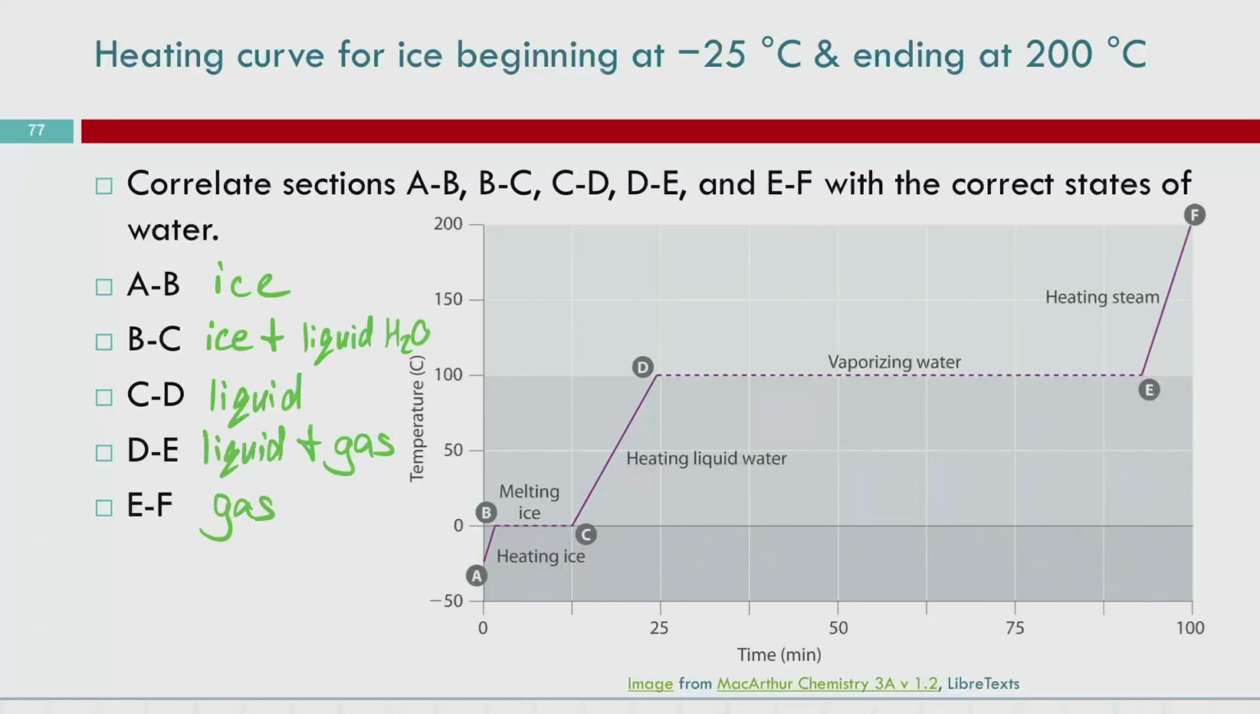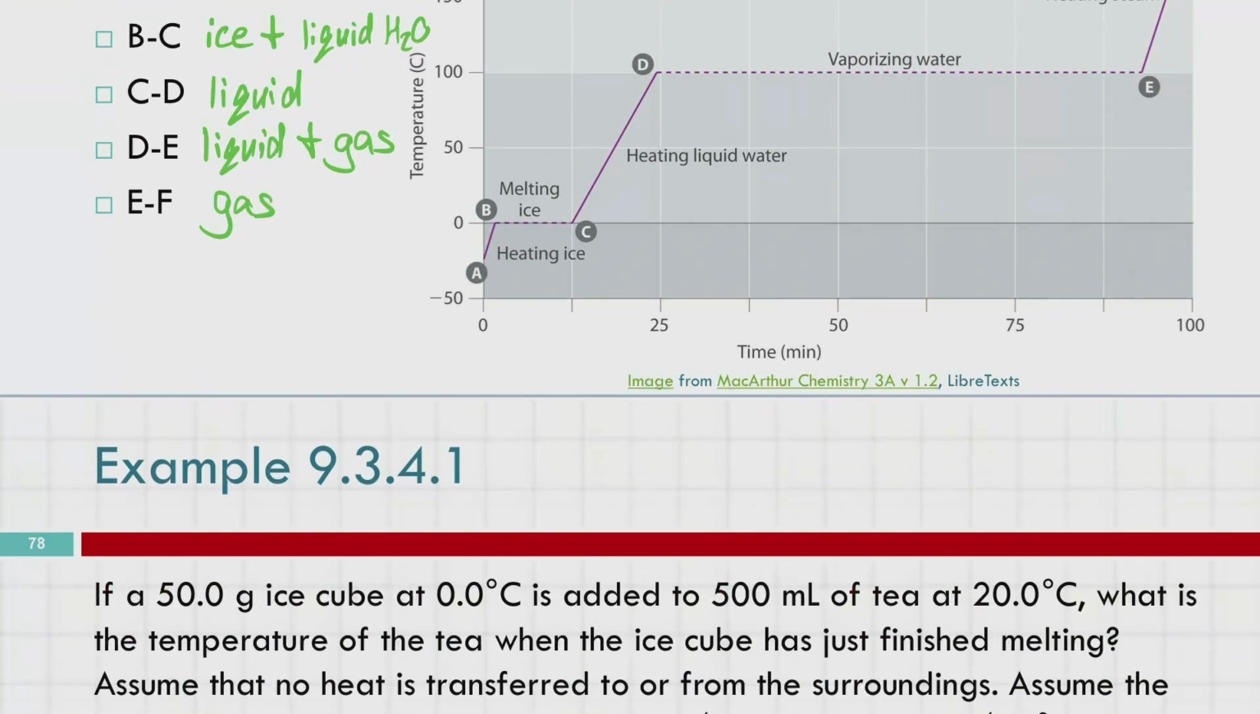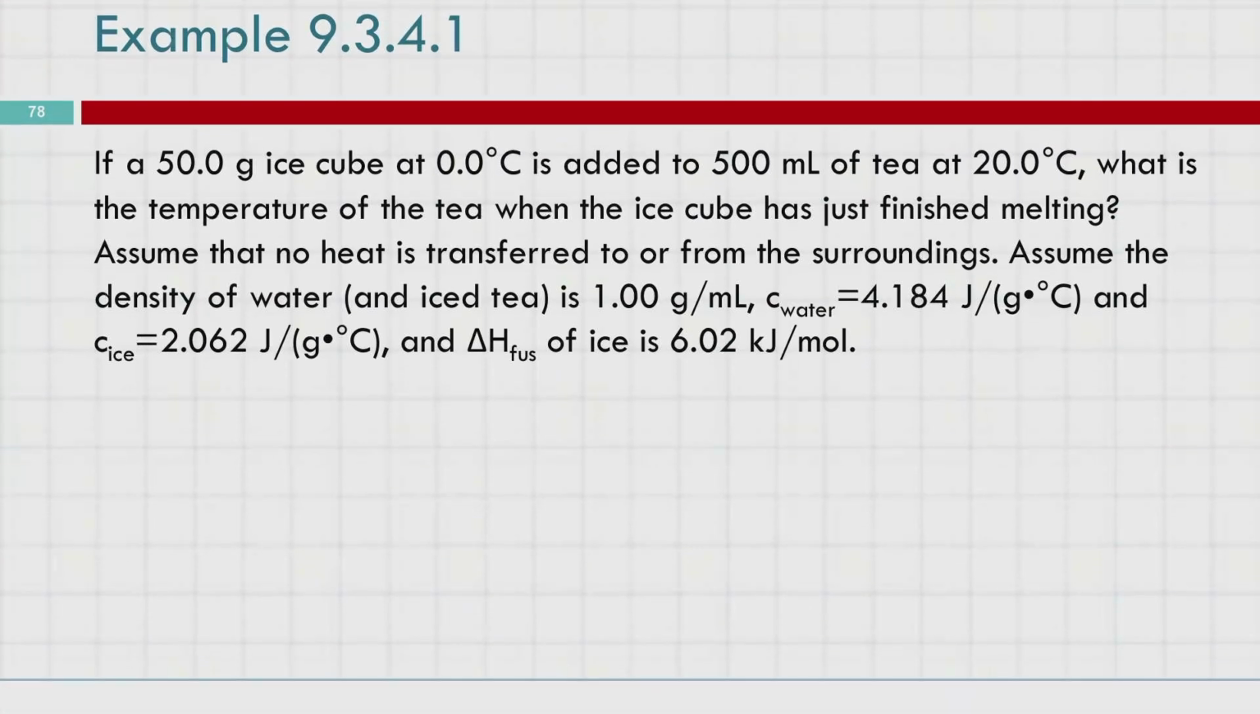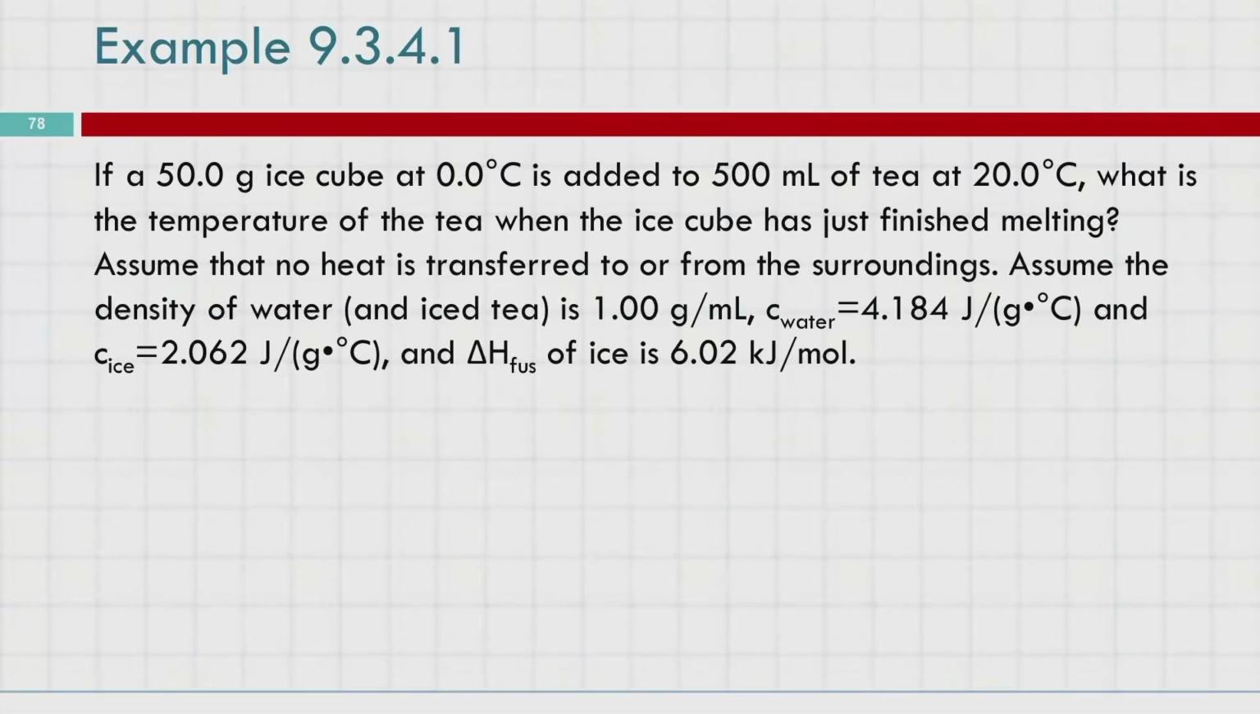Now, if you thought the last bonus problem was fun, there's even more fun that can be had. So this is basically describing that graph that we looked at. We've got a 50-gram ice cube. It's at 0 degrees Celsius. We could start it below 0 degrees Celsius as well. We add it to 500 milliliters of tea at 20 degrees Celsius. So like 2 cups of tea, basically. We made ourselves a pot of tea at 20 degrees Celsius.